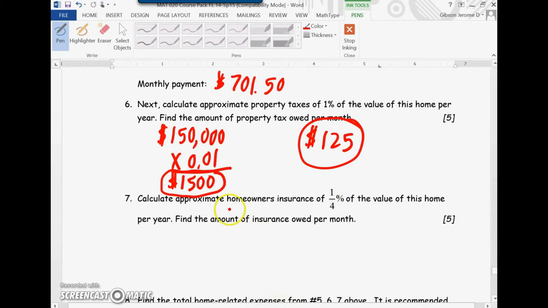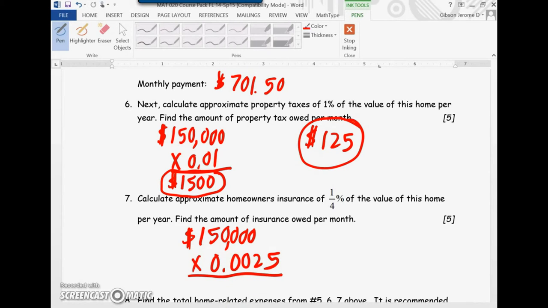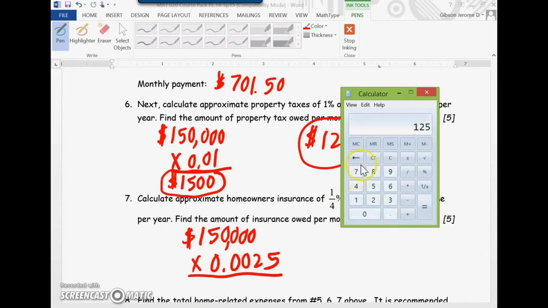It says calculate the approximate homeowner insurance of 1/4% of the value of this home. Now I'm going to tell you 1/4% written as a decimal. Well, first of all, the home is $150,000. 1/4% written as a decimal is 0.0025. This represents 1/4%. Now, we multiply this. We would take our 150,000 and multiply it by 0.0025.